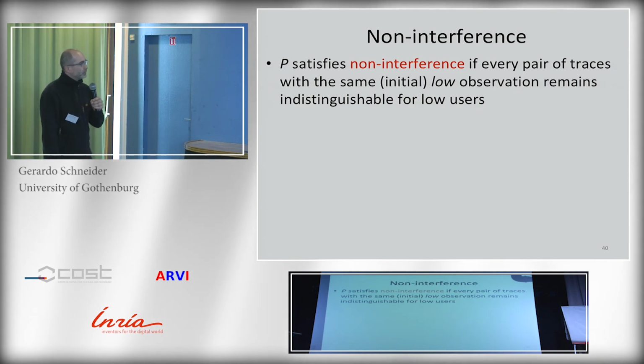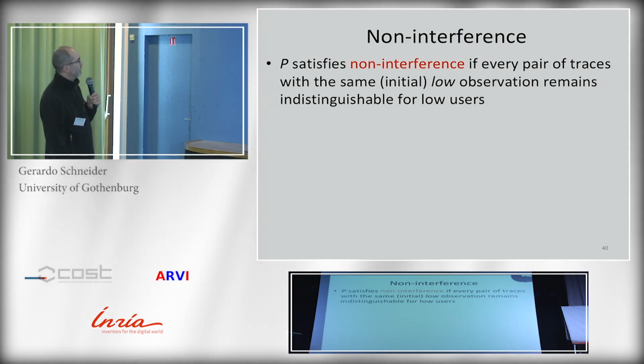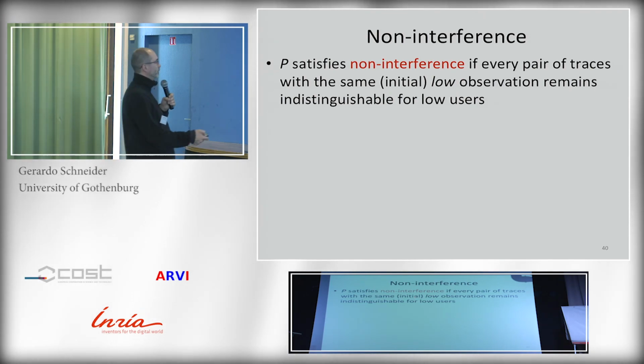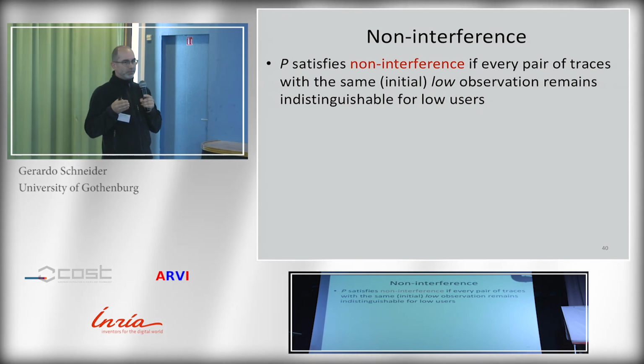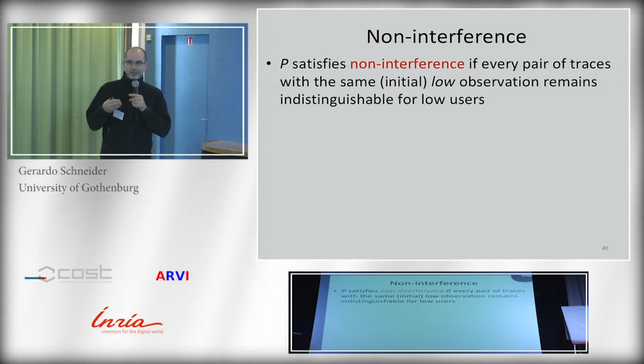Non-interference. There are many definitions, and one of them is this: a program satisfies non-interference if every pair of traces with the same initial low observation remains indistinguishable.